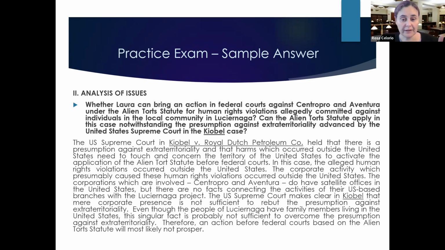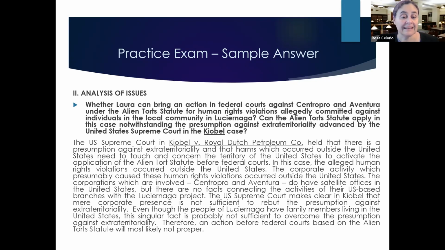So in this particular case, remember that there was this Alien Tort Statute issue that I already read in the previous slide. So this would be the presentation of the rule. The US Supreme Court in Kiobel held that there is a presumption against extraterritoriality and that harms which occurred outside the United States need to touch and concern the territory of the United States to activate the application of the Alien Tort Statute before federal courts.